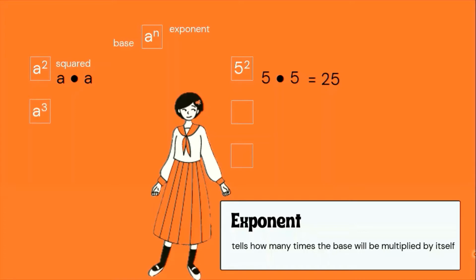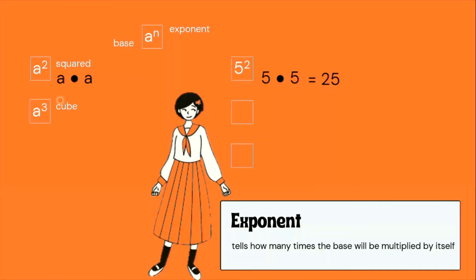Another example, a raised to the power of 3. Dahil 3 naman ang exponent. Kung ang exponent ay 3, pwede rin itong basahin as cube. So, instead of a raised to the power of 3, pwede itong basahin as simply a cube. Itong squared at cube ay ginagamit lamang for 2 and 3 respectively.